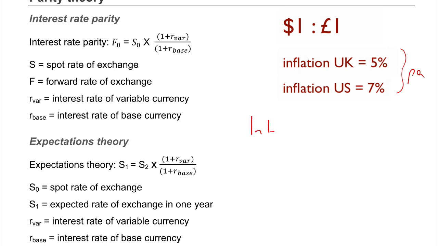So in 1 year, you'd expect, starting off at $1 to the pound, times it by 1 plus the dollar inflation rate over 1 plus the sterling inflation rate. That comes out to be 1.0190, more or less, dollars to the pound in a year.